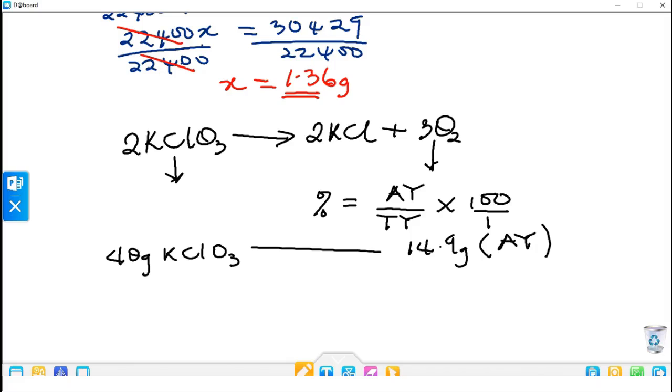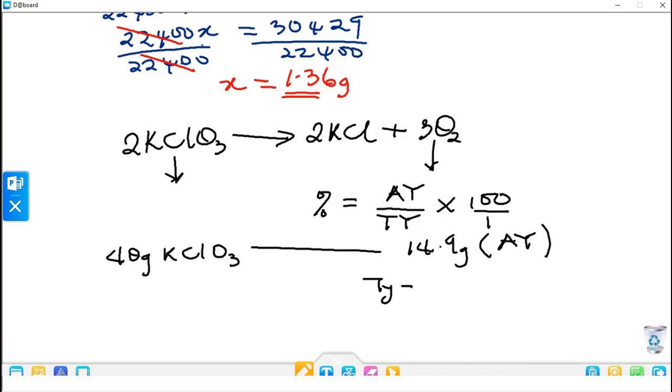But our trouble now is we were told to calculate the percent yield of that oxygen gas produced, even though we were not there when it was produced. So, simply put, the 14.9 grams is the actual yield, because that was what was produced when 40 grams of potassium chlorate decomposed. So, our trouble now is to find TY. And how do we go about looking for TY? It is to calculate the molar masses.